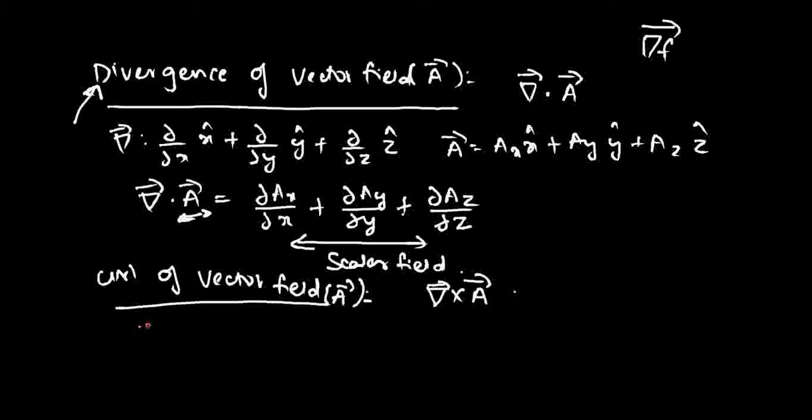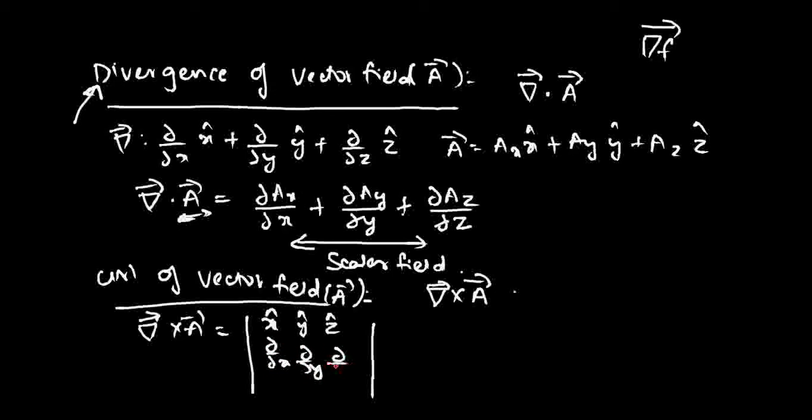And mathematically, how do you find out curl of vector field? Del cross A can be found out using the determinant form. Considering del bar and A bar in their Cartesian form, del cross A is equal to the determinant of x cap, y cap, z cap, ∂/∂x, ∂/∂y, ∂/∂z, ax, ay, az.